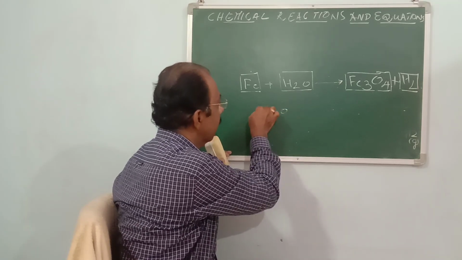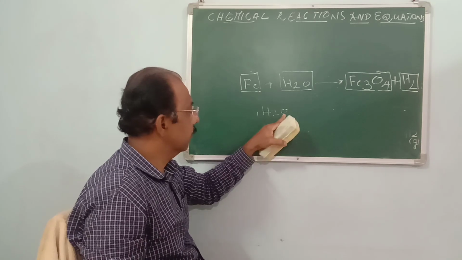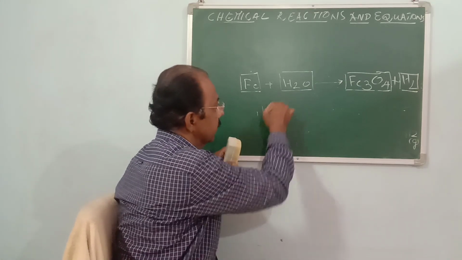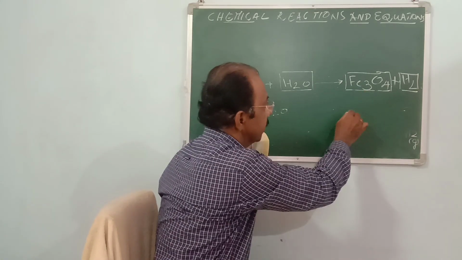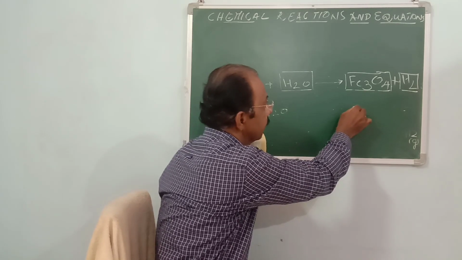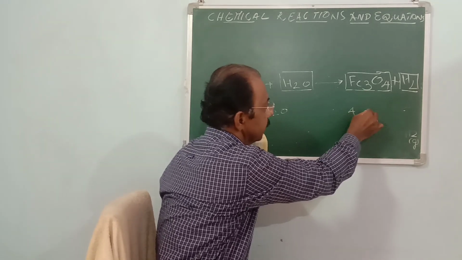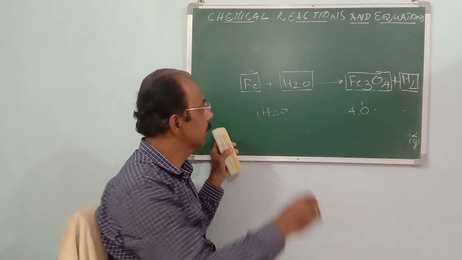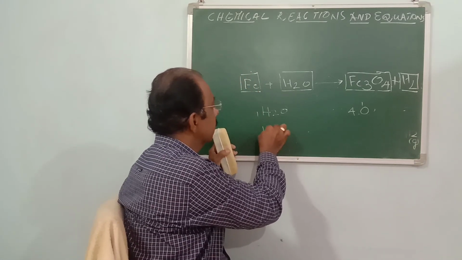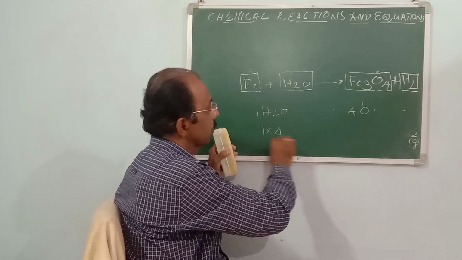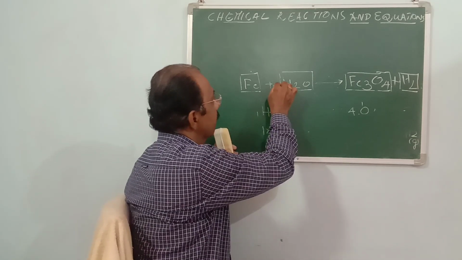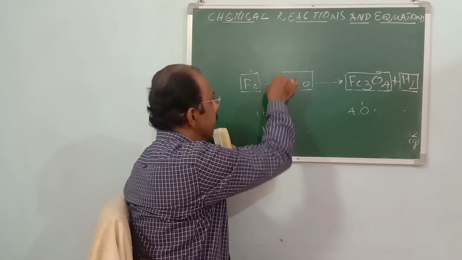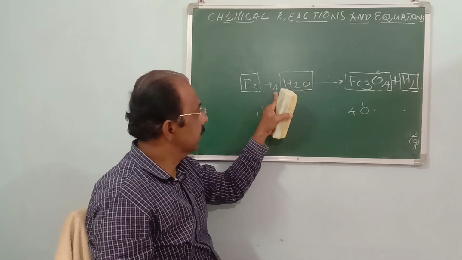On the reactant side, in water, there is only 1 atom of oxygen. But in iron oxide, there are 4 atoms of oxygen. So to balance this, we multiply by 4, and that 4 we write here. So we balance oxygen.